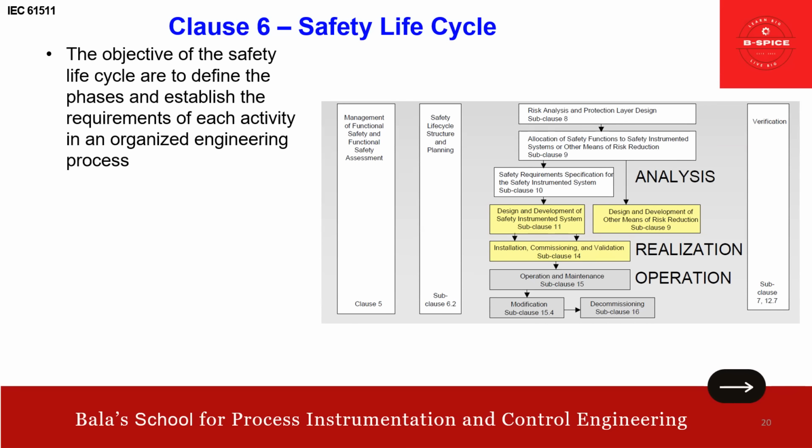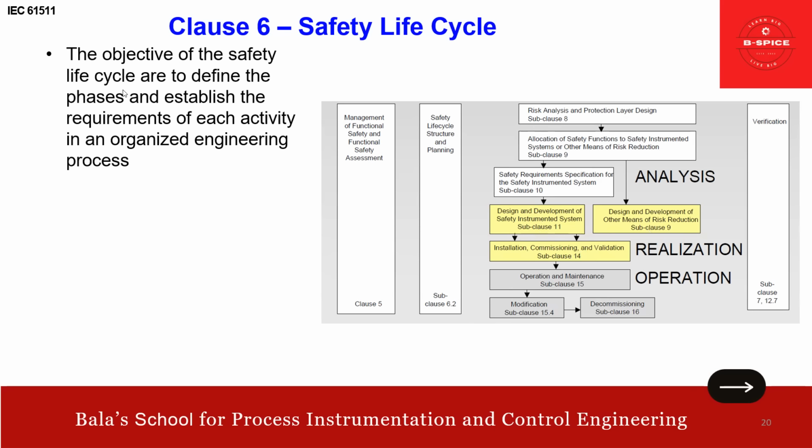Then clause 6, safety life cycle. So I will also highlight this. You can see here, we have seen clause 5, management of safety, and clause 6, the structure and the planning, and the risk analysis, clause 8, the allocation, clause 9, safety instrumented system requirement specification. This is clause 10. All these we are going to highlight in the next video. Clause 11, and clause 14, 15, all these we are going to see in detail. Okay, now we'll go back to the subject.